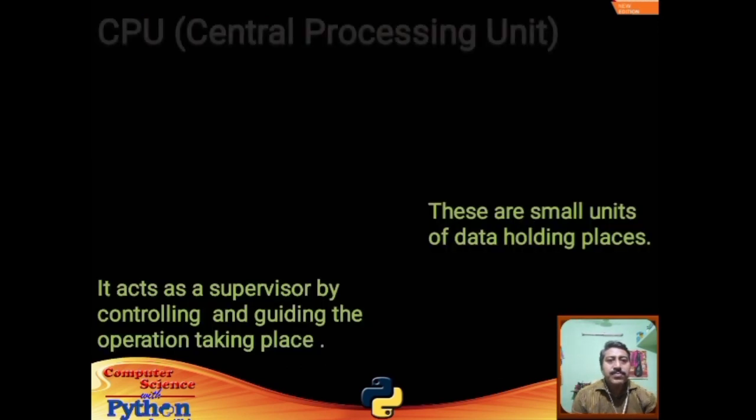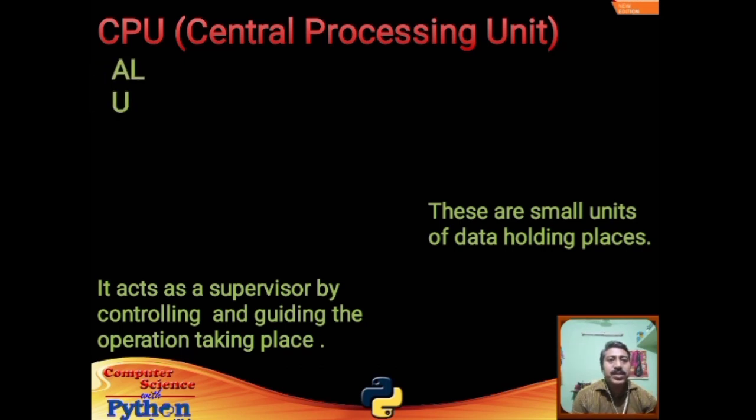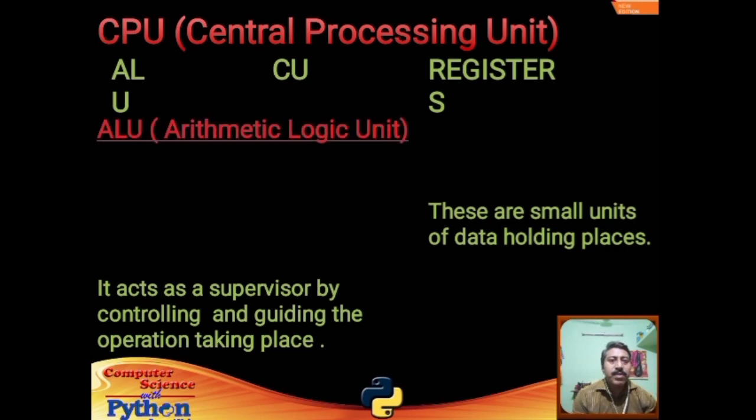Now we'll discuss the central processing unit. We can say it is the brain of the computer. The first division is the ALU, the second is the CU, and the third is the registers. So first we'll discuss the ALU, the arithmetic logic unit.